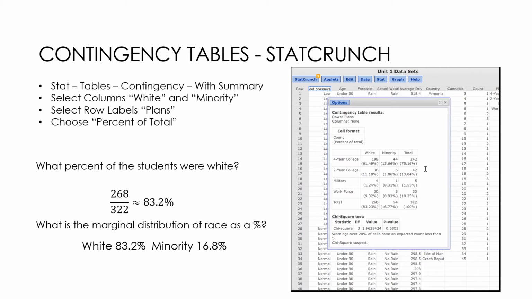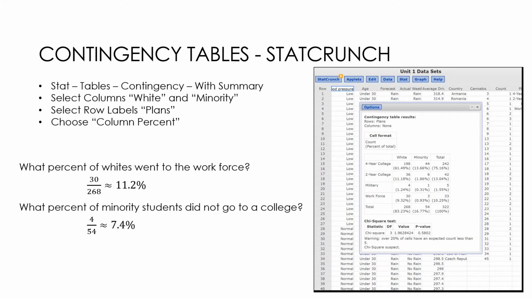How is this helpful to me? Because down here at the bottom, I can see that 83.23% of students were white, and I can also find my marginal distribution, which is the values at the bottom, which is 83.23 and 16.77. So I have just completed answering some questions about the percent of total using my Ralston High School data.